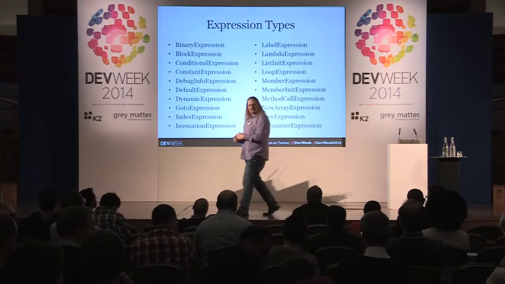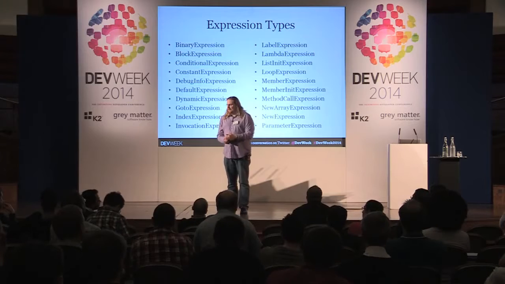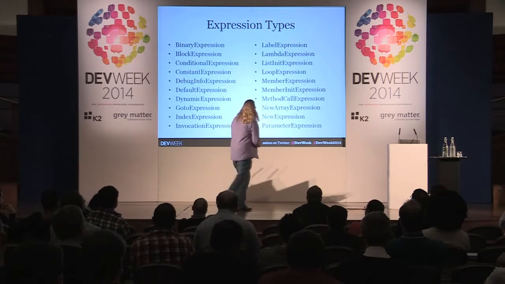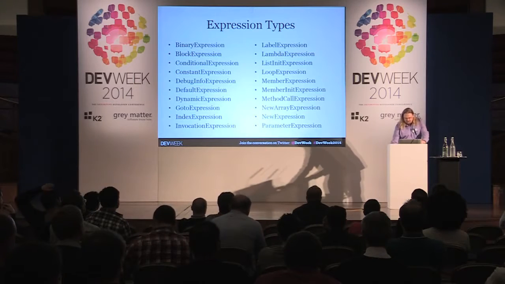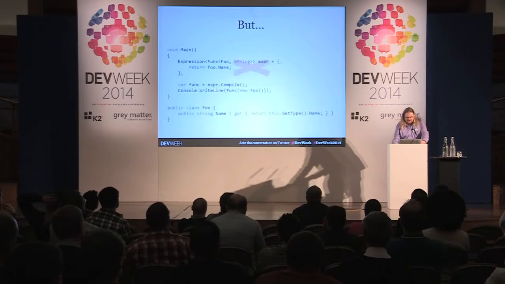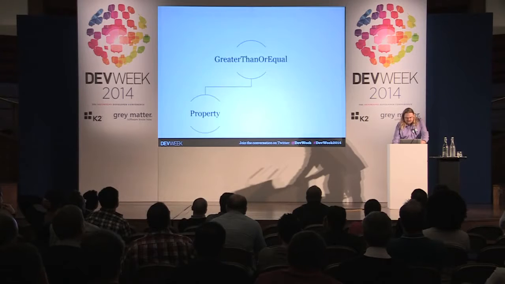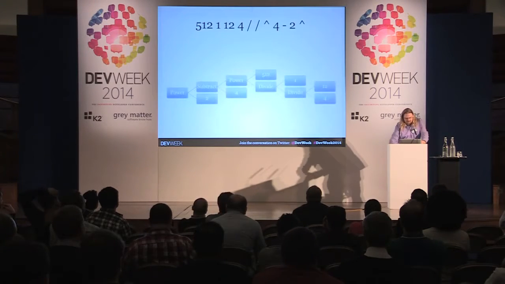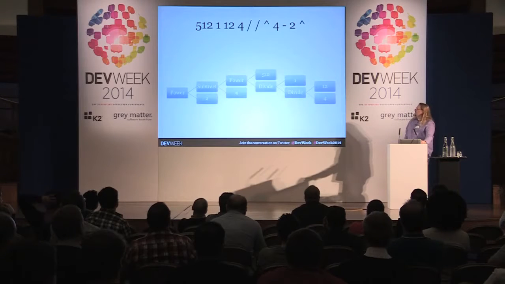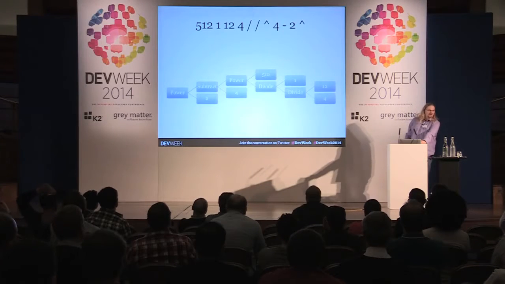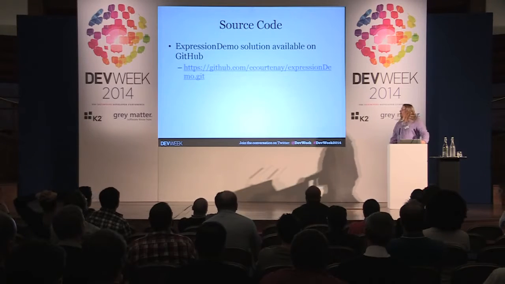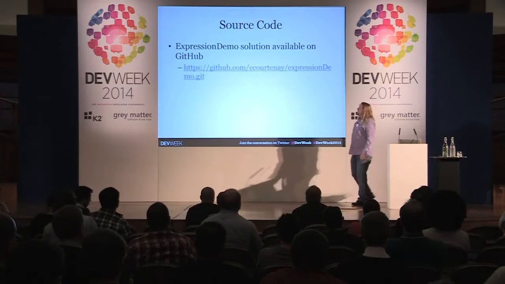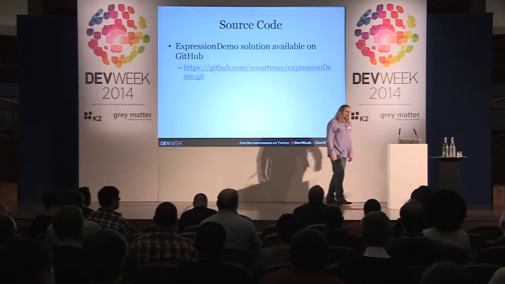Anything else? Any other questions? Okay, well, I think that is about it. So, there we go. There's just an example of a much more complicated expression tree that you would be able to deal with. All the source code is available on GitHub.